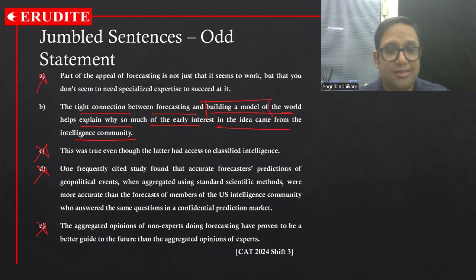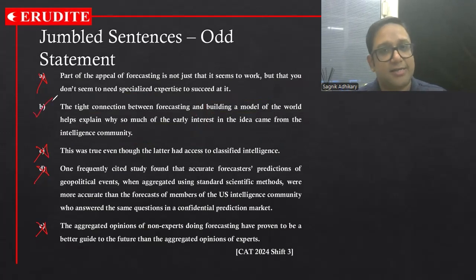And also, this is limited to the intelligence community. This does not connect to the fact that the intelligence community, despite having classified intelligence, did not make as good or as accurate predictions as non-experts did. So we find out now that B is actually the one that is most different from the other statements. That is the correct answer.